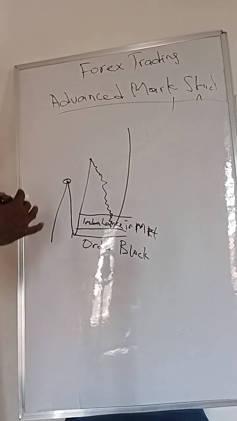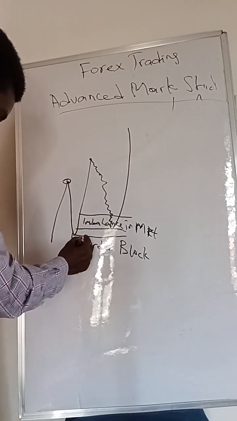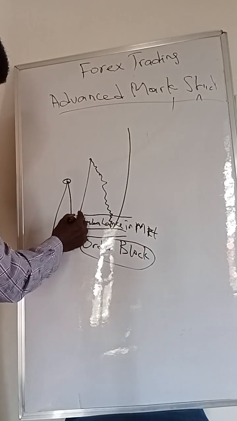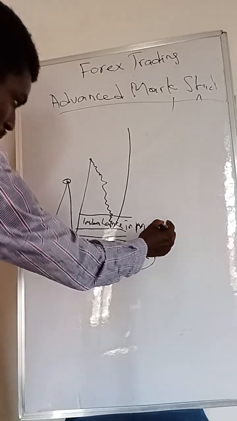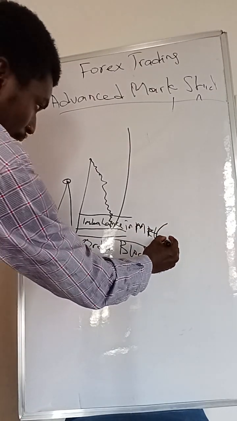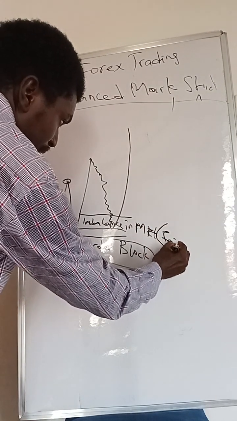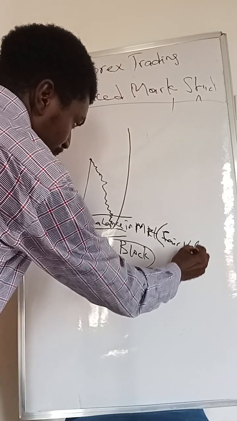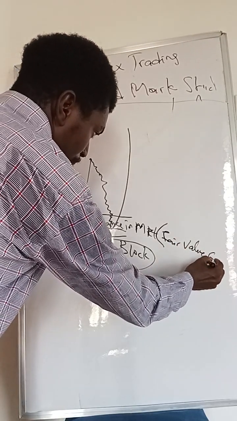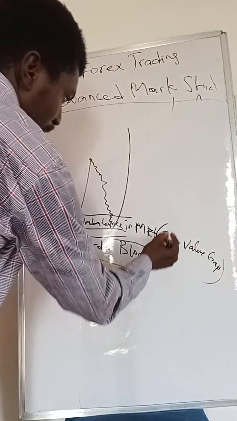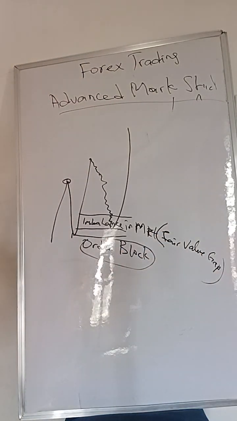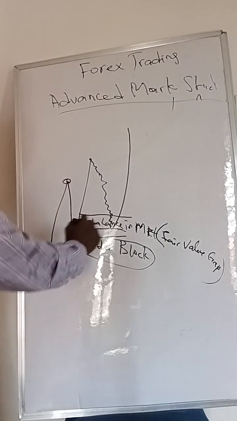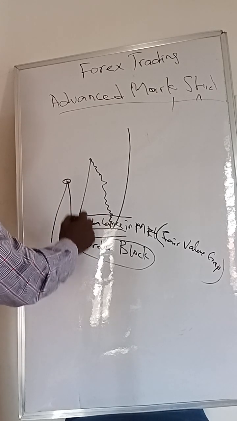Like I've mentioned, two things here. I mentioned order block, and I mentioned imbalance in market, or what is popularly called fair value gap. So there's a gap here, a fair value gap. It's an imbalance in the market. So the market will come back and balance the market. When the market comes back and balances, then you jump in.